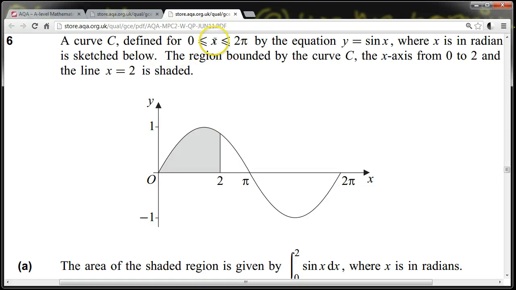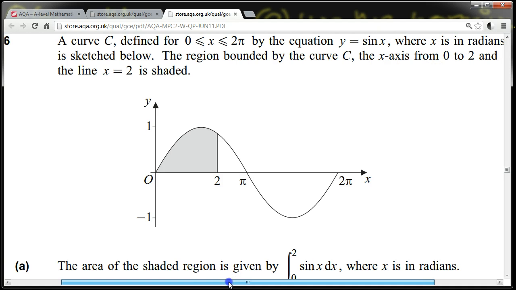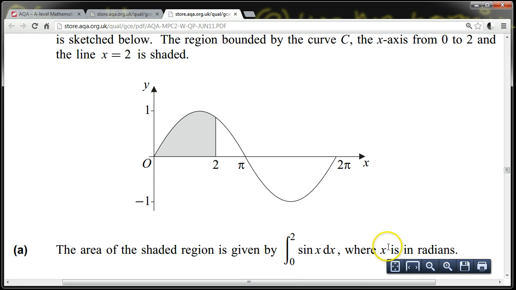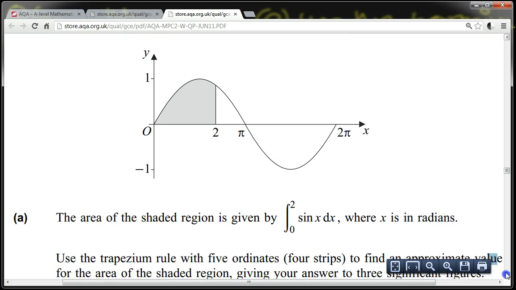A curve C defined for x between 0 and 2 pi by the equation y equals sine x, where x is in radians, is sketched below. The region bounded by the curve C and the x-axis from 0 to 2, and the line x equals 2, is shaded. The area of the shaded region is given by the integral of sine x between 0 and 2, where x is in radians.